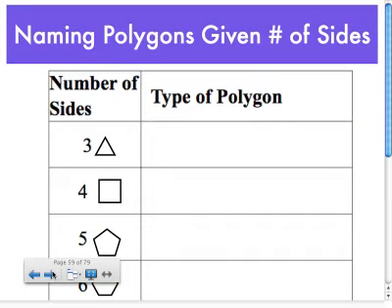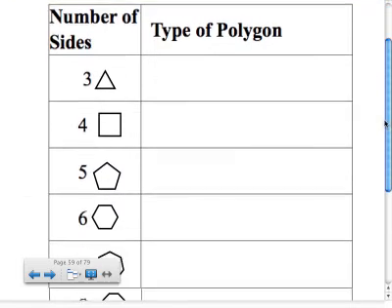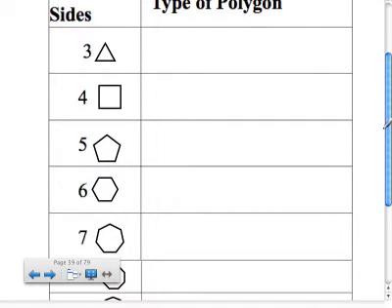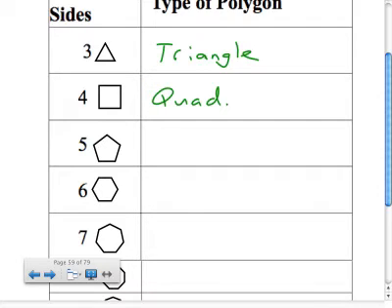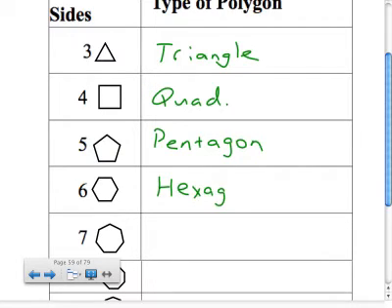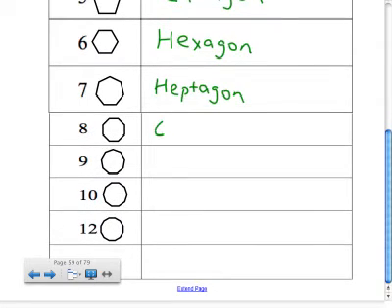All right, and then this area is just naming based on the sides. You should know these already, or at least most of them. So a three-sided figure is called a triangle. A four-sided figure is called a quadrilateral. I'm going to just abbreviate here for time's sake. A five-sided figure is a pentagon. 6 is a hexagon. 7 is a heptagon. Let's see here. 8 is an octagon.